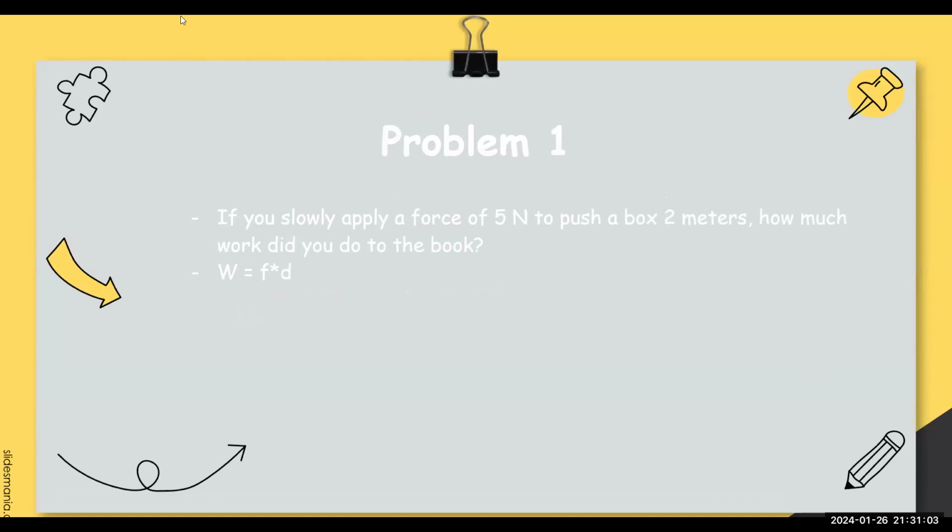Okay. If you slowly apply a force of 5 newtons to push a box 2 meters, how much work do you do to the box? Oh, I should have said box, but yeah, how much work do you do?